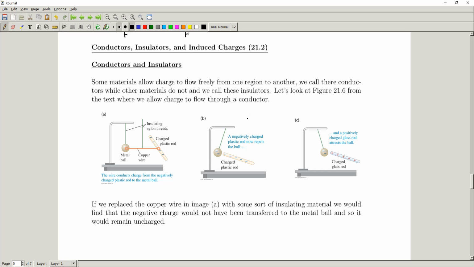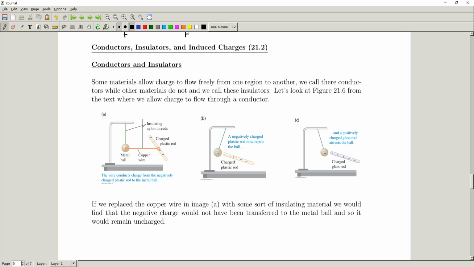If we then remove the copper wire, some of that negative charge that's flowed across the wire into the metal ball stays on the metal ball. So now the metal ball has a net negative charge, and the rod still has a net negative charge. So if we try to bring these together, they're going to have a net repulsive force, right? They're going to be pushing away from each other, and so we end up being able to push the ball around with the rod, right?